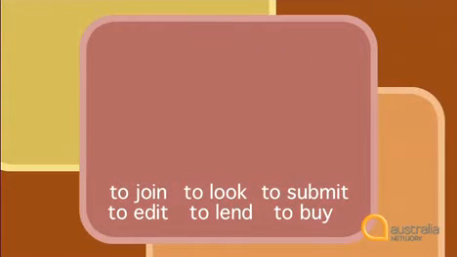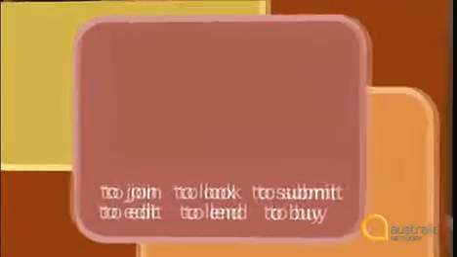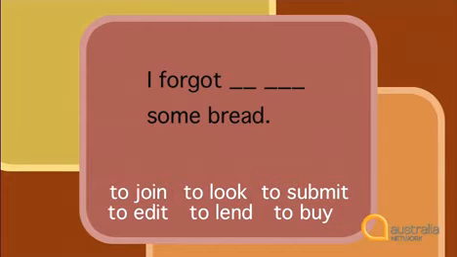Here's a quick exercise for practicing infinitives. Here is a list of verbs. We have join, look, submit, edit, lend, and buy. I'm going to show you a sentence with one missing verb. You'll need to work out the right verb and the right construction to fill in the space. Let's start with an easy one. I forgot some bread. Do you know which verb will fill the gap? The completed sentence is, I forgot to buy some bread.